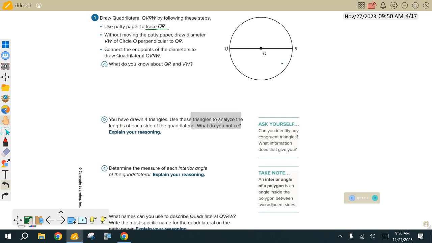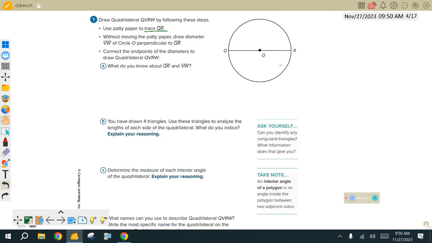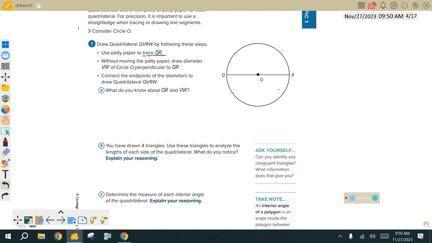Okay. All we want to do here is create two things. We're going to create a perpendicular segment to QR, using nothing but our patty paper. And we also want to create it such that it's going through the center of the circle. The center of the circle is at O, right? So that brings in our vocab words.